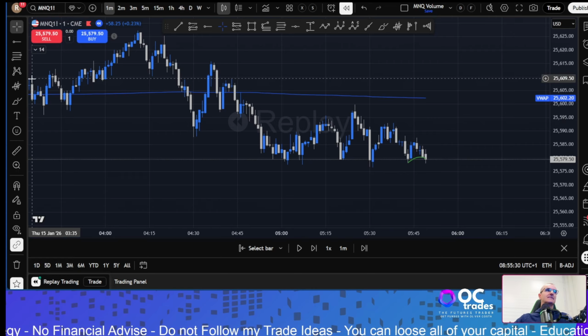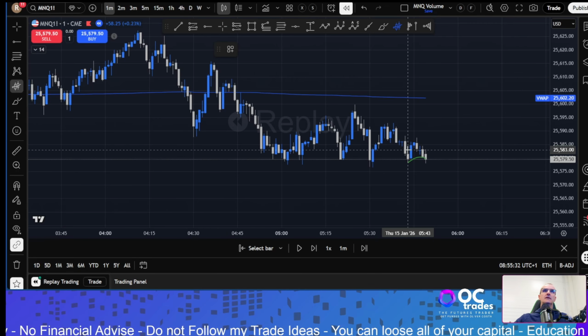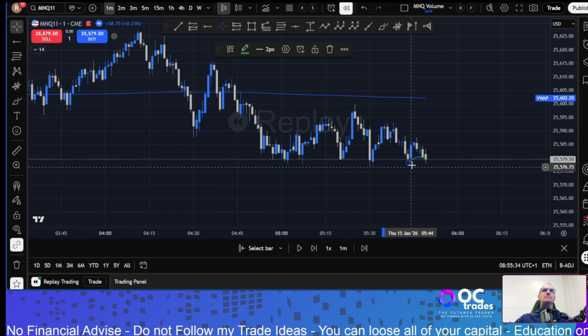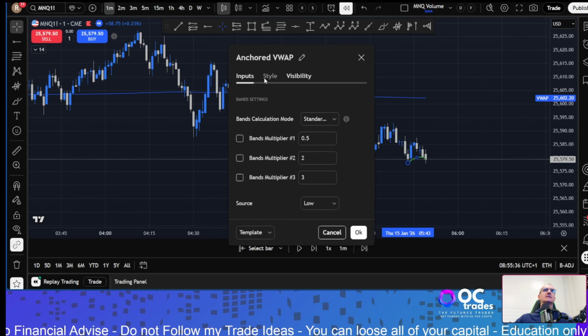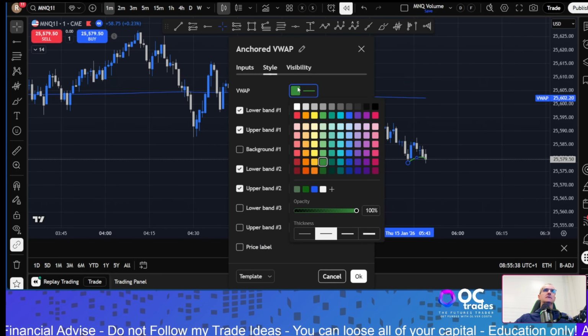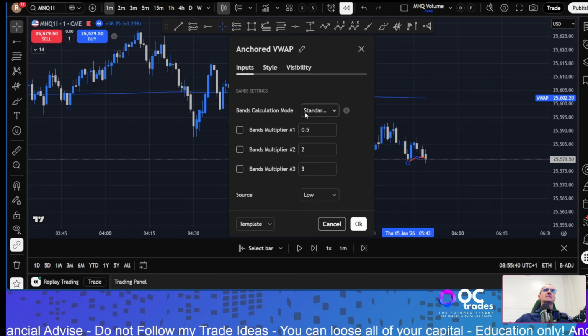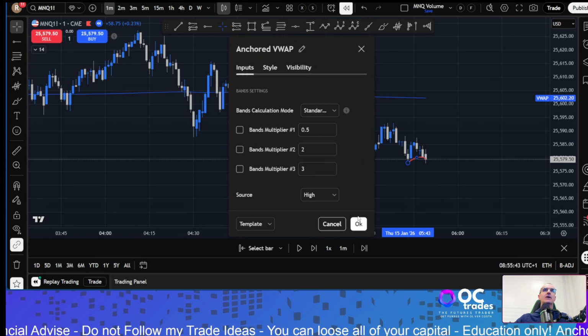We make a second one now on the same candle, and we're doing it in red color. And we're doing this on the swing high of the candle.